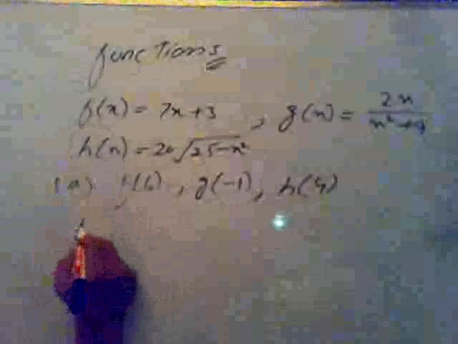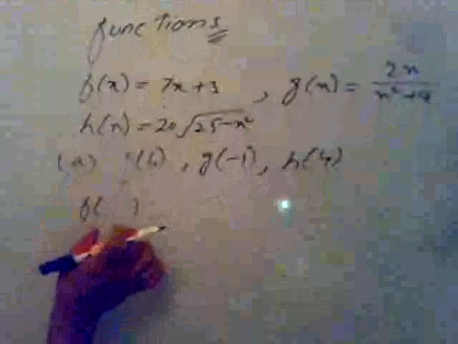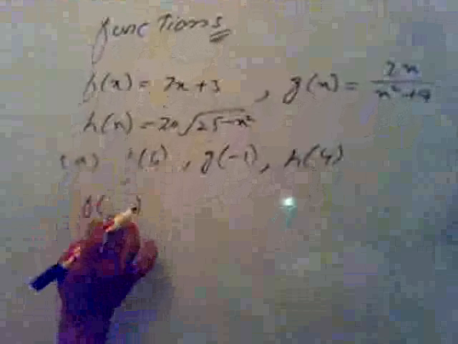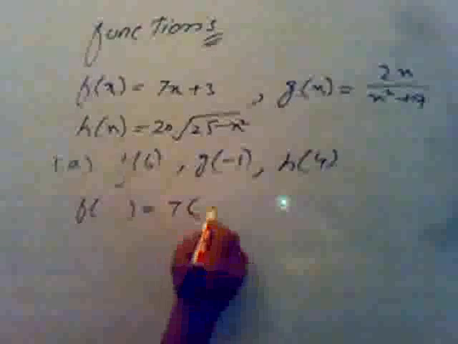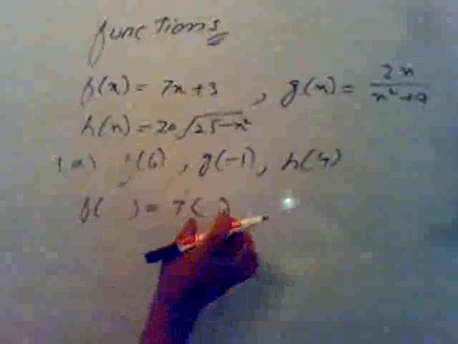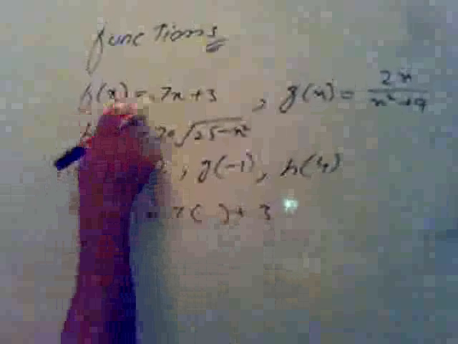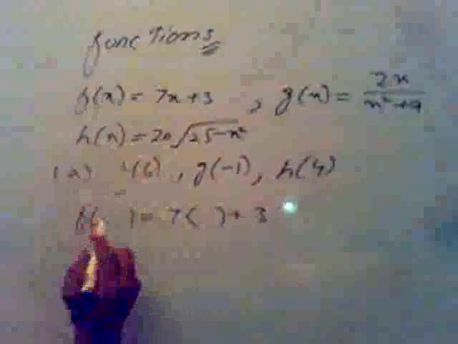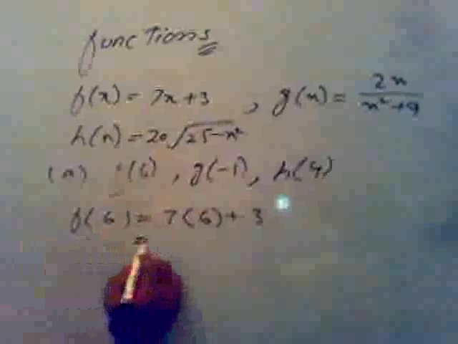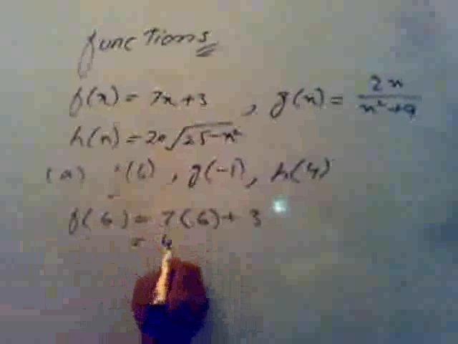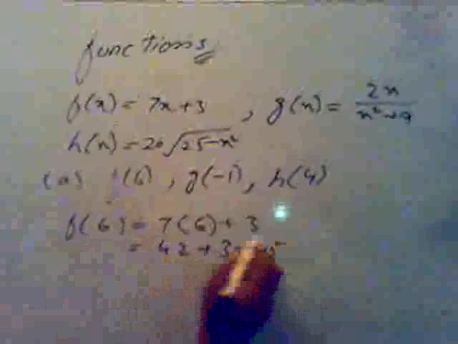Now we have f of x. I'll just use an empty bracket so that I can fill in the value. This is f of x, which equals 7 times x, I'm writing a bracket, plus 3. Here it was x, but now it is 6, so just replace it with 6. This is f of 6, and just solve it. That's 42 plus 3, so the answer is 45.